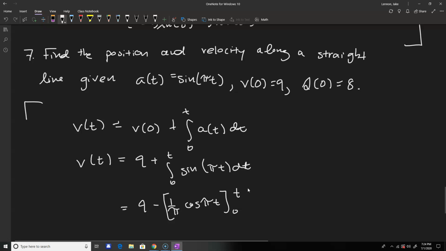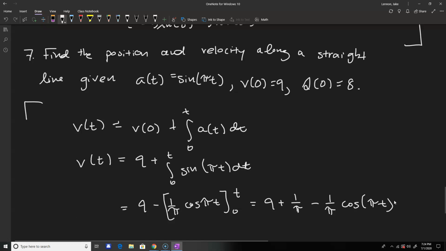So what that is going to leave us with is 9. When you plug in 0, we're going to get plus 1 over pi. So 9 plus, because we're going to be subtracting 0, so I'm going to write the plus 1 over pi first. And then when we plug in t, we're going to get minus 1 over pi cosine of pi t. So minus 1 over pi cosine of pi t.